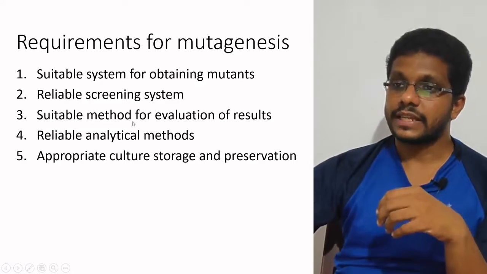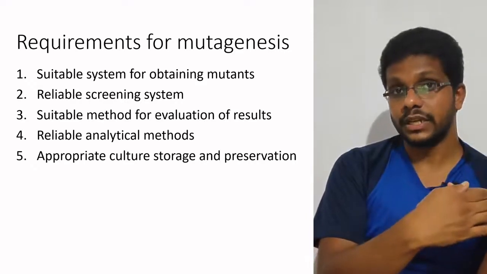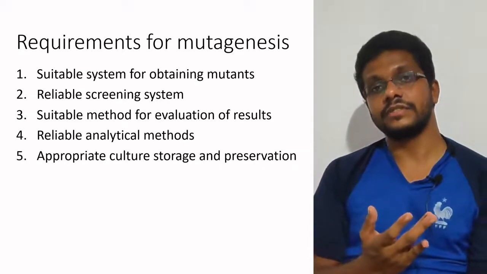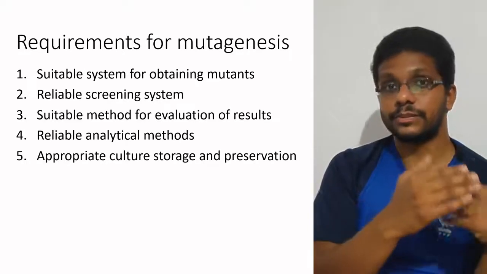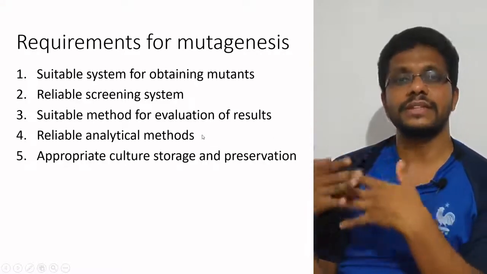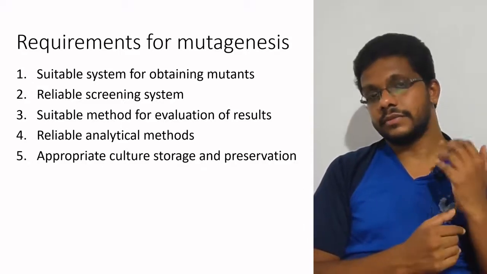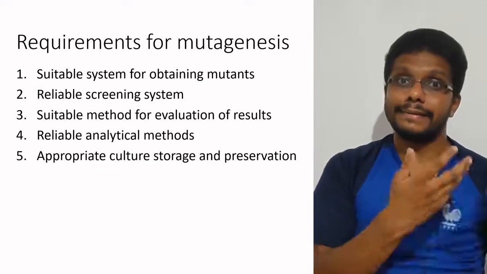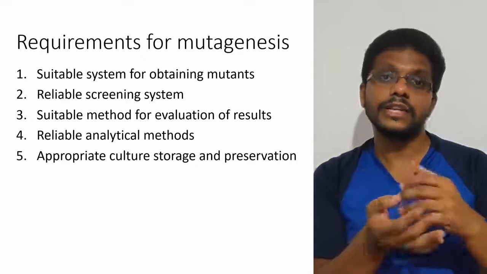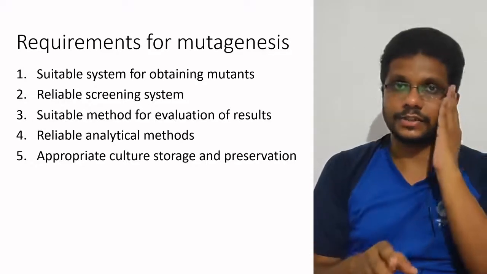And next we need a suitable method for evaluation of result. What are the major criteria we should ensure? What are the ideal characters we need to improve, or what is the target we need to achieve? So a method and evaluation process should be there. And a reliable analytical method. In most cases we will use computer based statistical analytical methods to evaluate a strain. When we are mutating, sometimes we will get a better yield, but maybe the nutrient requirements may be changed or the growth rate may be reduced. So we need to get all the ideal characters together.